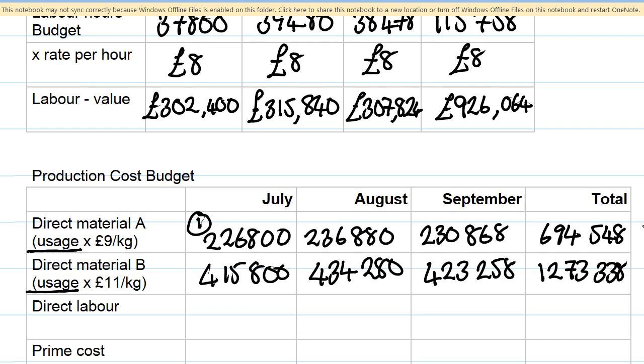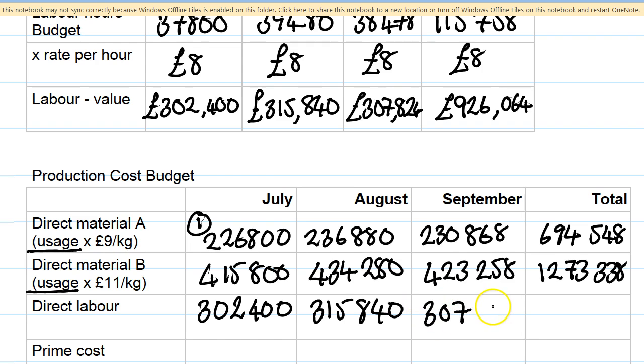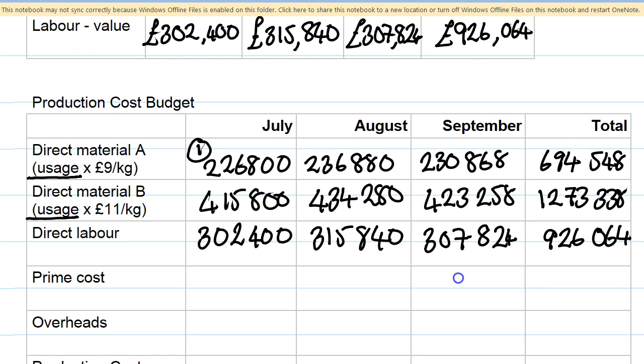The labour budget is much easier to put in because we don't have the complication of our opening and closing inventory. So for our labour budget, we can slot in the figures that we calculated above. So to make our production in July, it's going to cost us £302,400. August, £350,840. In July, £307,824. In total, £926,064. That will give us our prime cost.